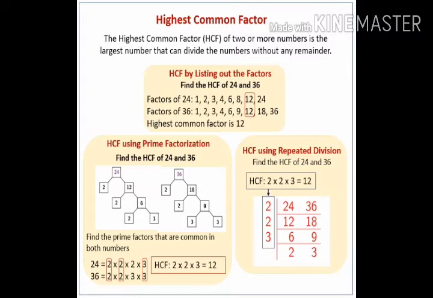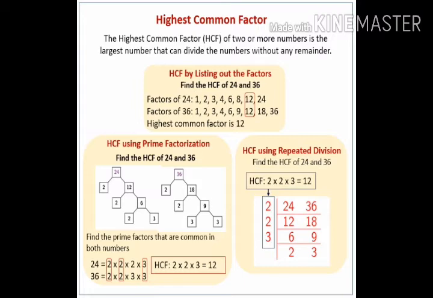Next process given is HCF using prime factorization. You are already familiar with prime factorization, so we have to do it separately for 24 and 36. Then again we will list out all the factors. Then we will take all the common factors that you can see here. 2 multiply 2 multiply 3, that is also 12.